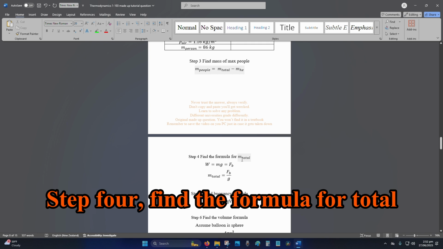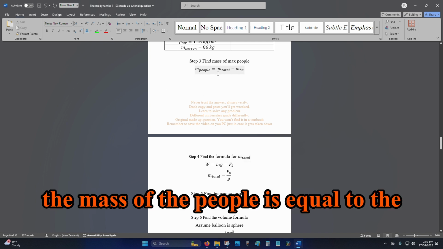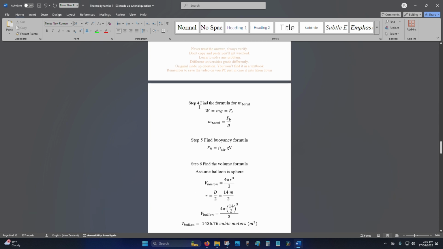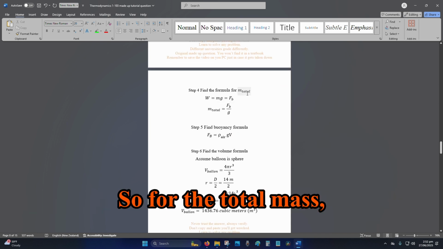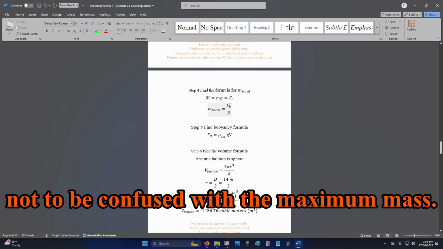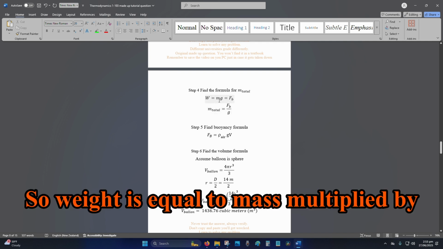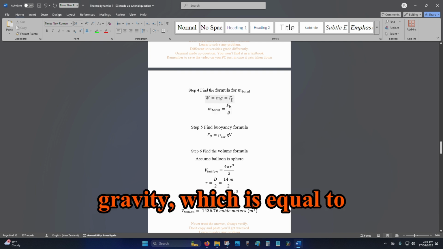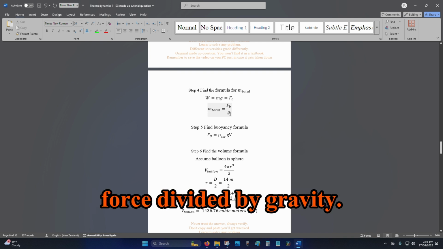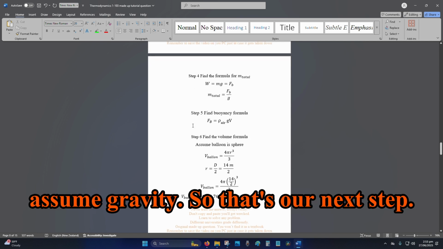Step 4, find the formula for total mass. Why are we doing that? Because this formula states that the mass of the people is equal to the total mass minus the mass of the helium. So for the total mass, not to be confused with the maximum mass. Okay, so weight is equal to mass multiplied by gravity, which is equal to the buoyancy force. So the total mass is equal to the buoyancy force divided by gravity. So we're missing the buoyancy force, we assume gravity, so that's our next step.